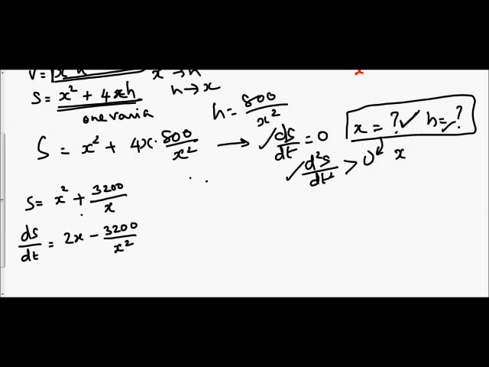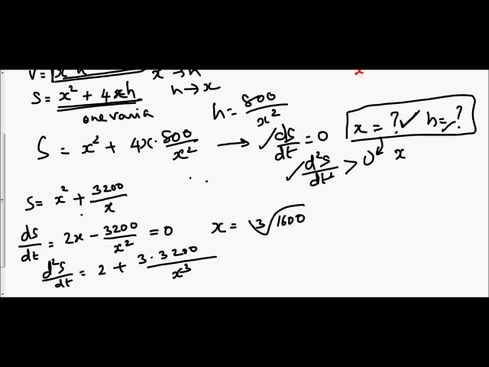So this is the derivative of S. Putting it equal to 0, you will get x to be equal to cube root of 1600, and then substitute this x value in your second derivative, which would be 2 plus 3 times 3200 over x cube, and substitute this here, and then you can see that this is positive. After that, you go back to x square h is equal to 800, and put the value of x in here and find what h is.